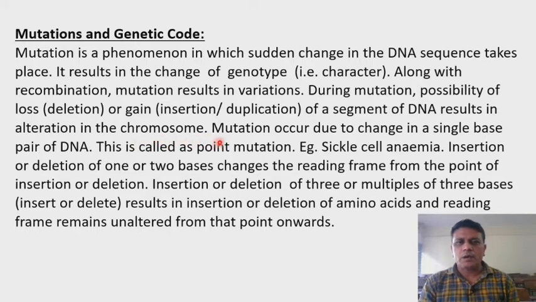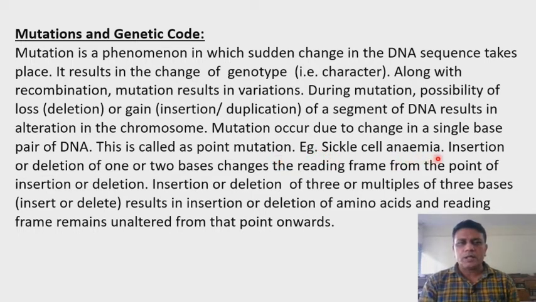Then mutation that occurs due to change in a single base pair of DNA is called point mutation. That means on the DNA molecule at a particular point, a single base pair of DNA is either lost or gained. Such type of mutation is called point mutation. An example is sickle cell anemia.